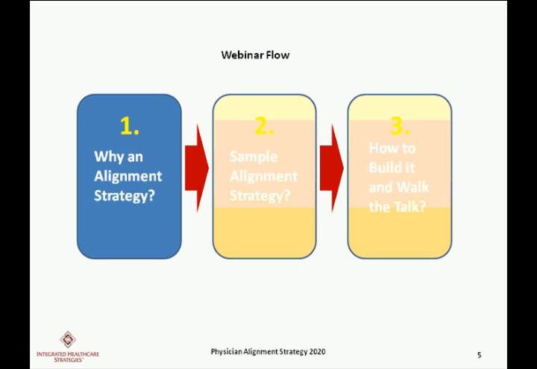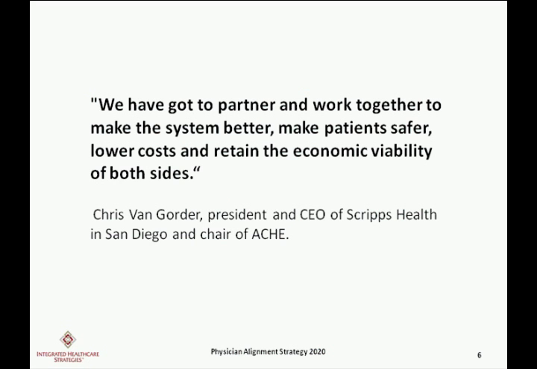As we look at the very first of our 3 components, why have an alignment strategy, we hope it's self-evident, but sometimes it is useful to remind your various planning participants and partners and collaborators to be explicit about the need for this. And so after this short webinar, you'll be able to use these slides for your own benefit for orientation and education of your various partners. One useful insight is shared with us for this purpose by Chris Van Gorder, President and CEO of Scripps Health in San Diego.